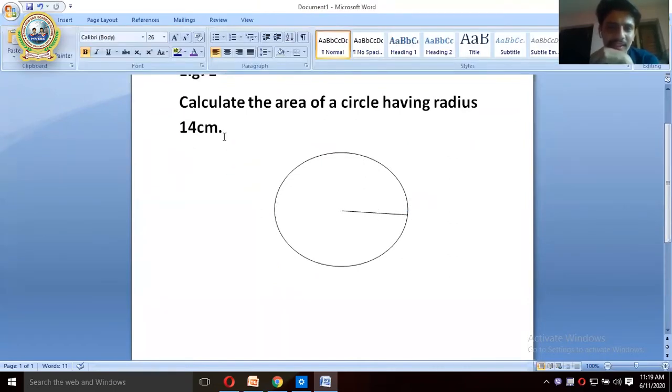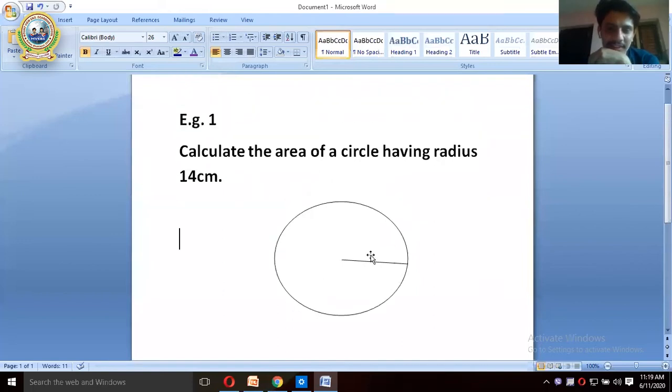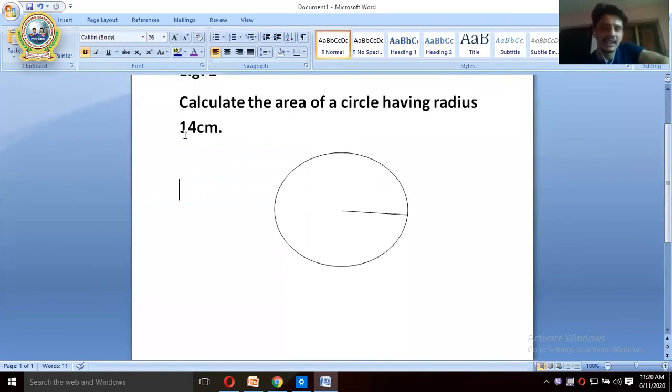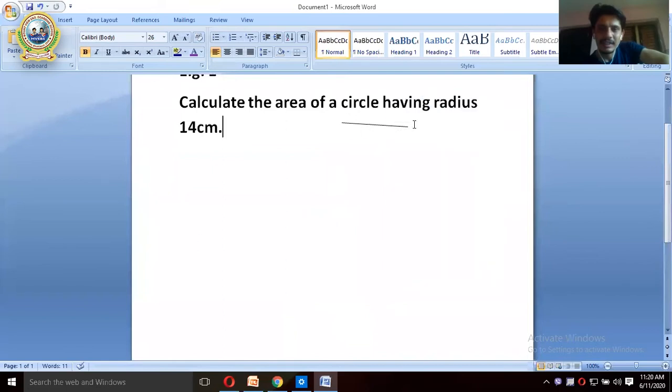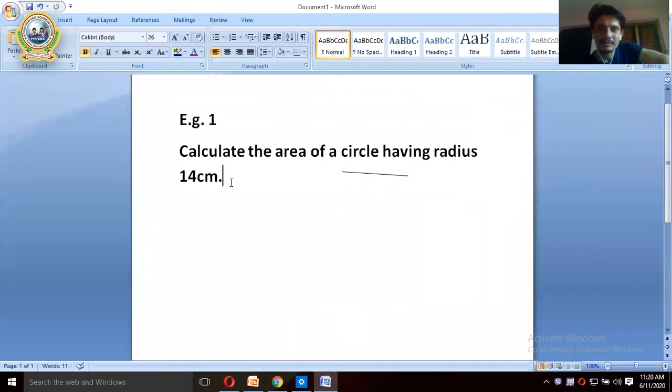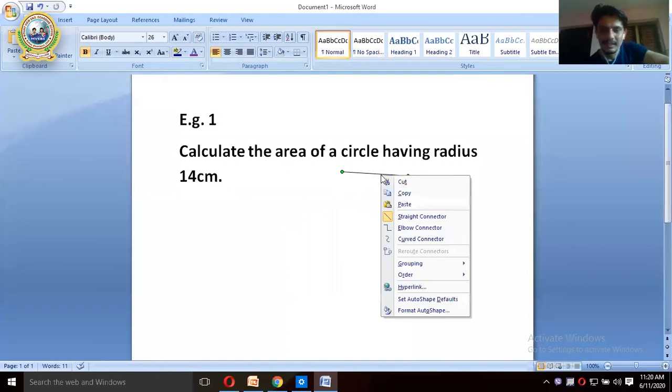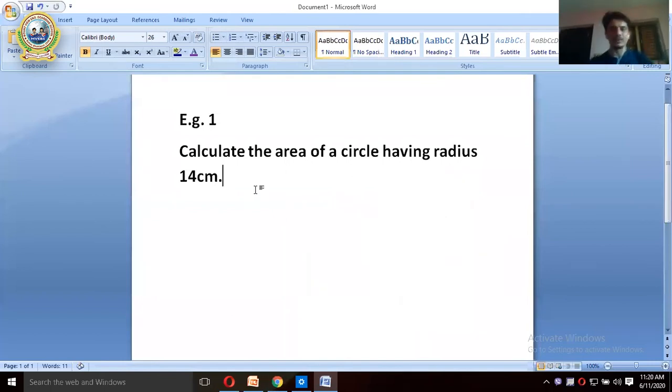This whole is a circle, and the straight line that runs from one end to the other end through the center of the circle is called diameter, and half of diameter is radius. So you are supposed to calculate the area of a circle having radius 14 centimeters.